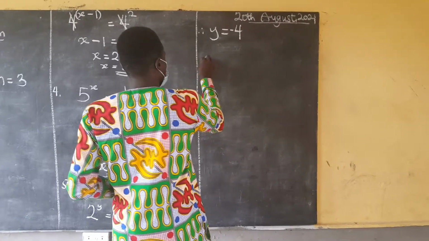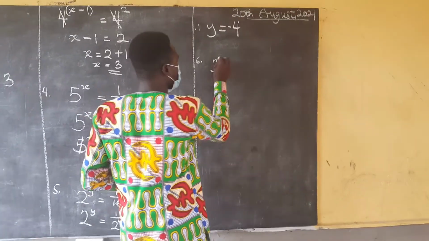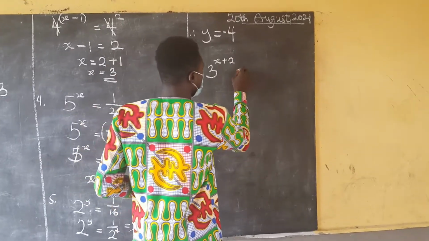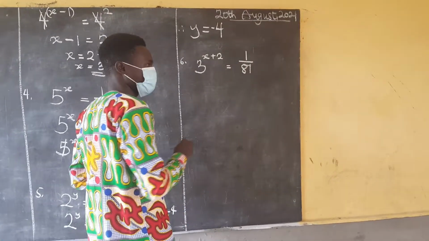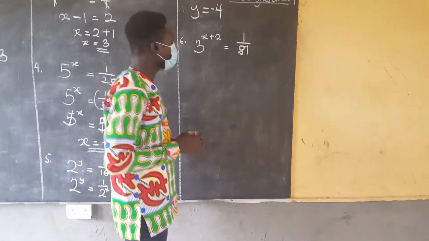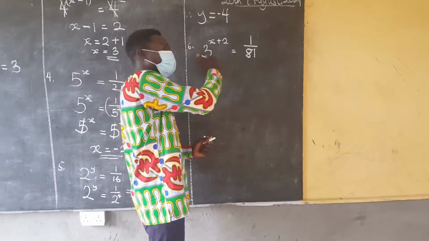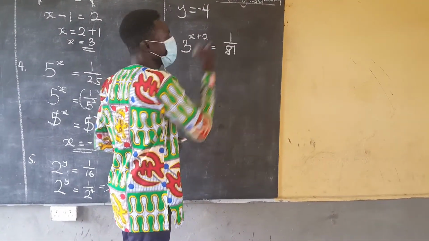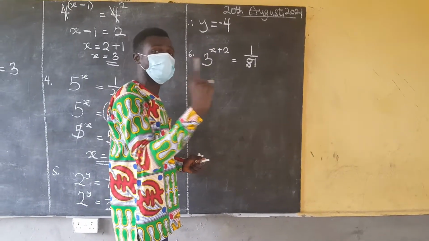Let's say we have the sixth one, the last one. We have 3 raised to the power x plus 2 is equal to 1 over 81. When you look at this question, it says find the value of x if 3 raised to the power x plus 2 is equal to 1 over 81. Now the base on the left hand side is 3.